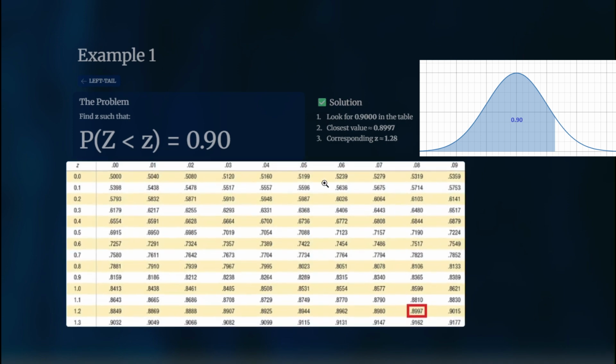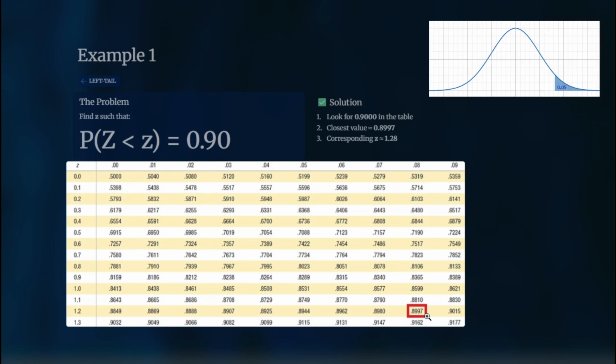If we look in the body of the table, the closest value to 0.9 is 0.8997. And the corresponding z-score would be 1.2, and we'll look at the column to find the second digit, and that will be 8. So z will be equal to 1.28. In other words, about 90% of values are below z equals 1.28.